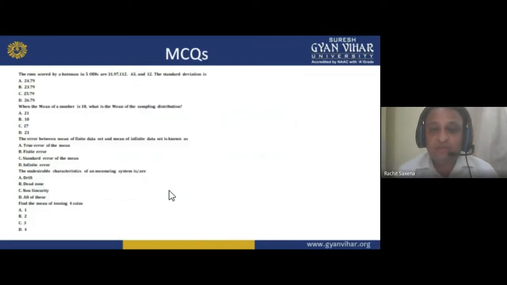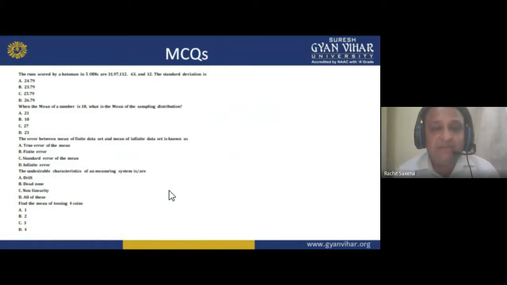Now, some multiple choice questions for you. The runs scored by a batsman in 5 ODIs are 31, 97, 112, 63, and 12. The standard deviation is? You have to apply the simple calculation which we have already done. So this is the quiz for you. When the mean of the numbers is 18, what is the mean of the sampling distribution? You have to identify this.